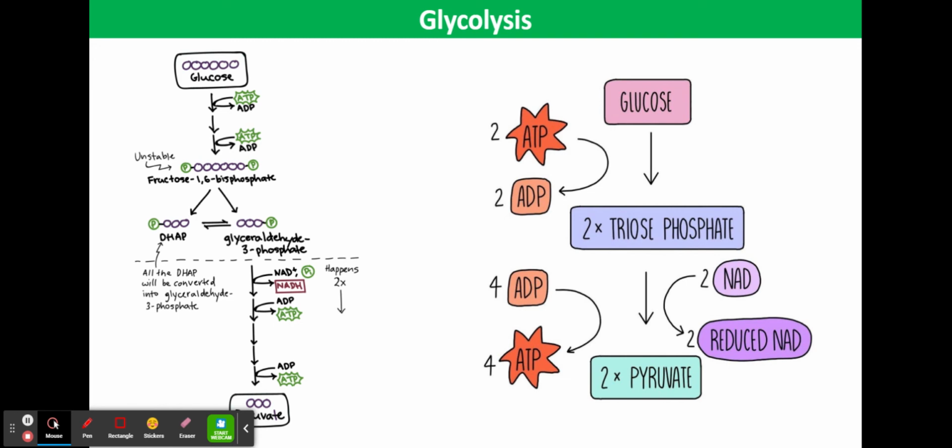So here we can see the products of glycolysis. For each molecule of glucose, at the end of glycolysis, there are 2 molecules of ATP. 4 have been made, but 2 were used to kickstart the process, so the net gain is 2 molecules of ATP, 2 molecules of reduced NAD, and 2 molecules of pyruvate.